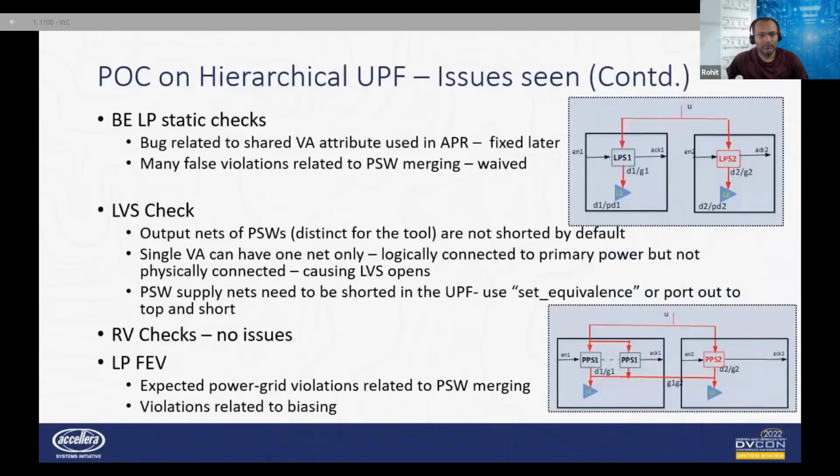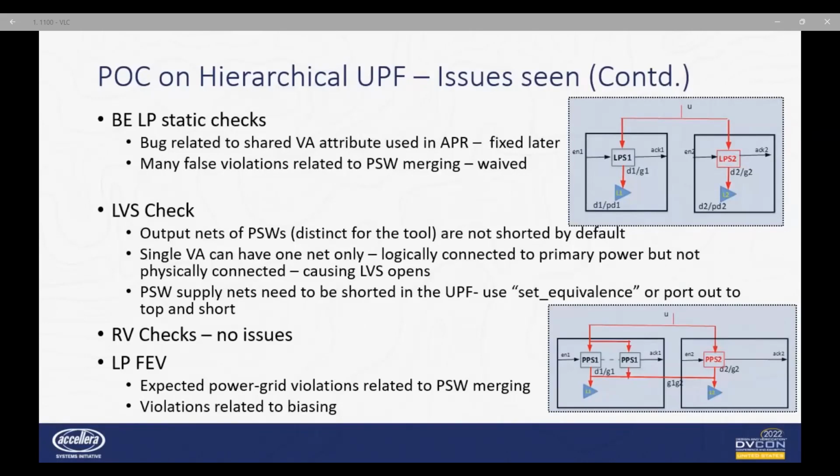During backend low power static check tool, we found one bug related to the shared voltage attribute which we used in the APR tool. The LP static check tool was unable to comprehend this option if it was used for multiple elements in separate lines. So we filed a ticket on the vendor and they subsequently fixed it. Also, there were many violations related to merging of power switches. We found them to be expected and waived them accordingly.